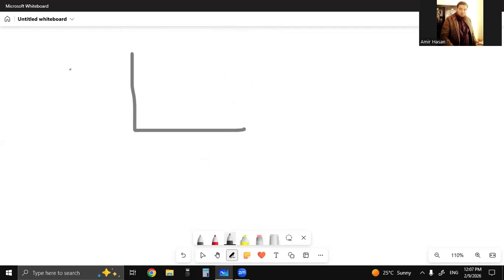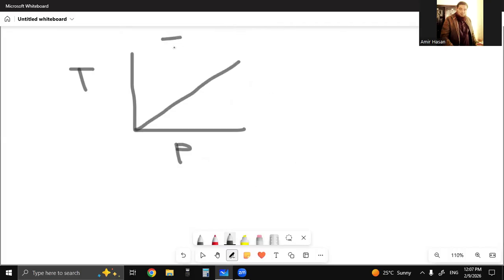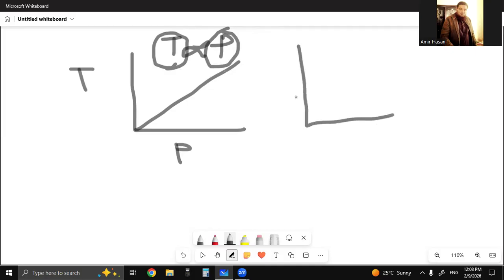Now, when we increase the temperature, the pressure of the molecules increases; both are directly proportional. When we increase the temperature of the molecules, molecular collisions increase and they collide more frequently with the wall of the container. So temperature increases, pressure increases. When we increase the temperature, volume increases; both are directly proportional. So temperature and pressure are directly proportional, and volume and temperature are directly proportional.